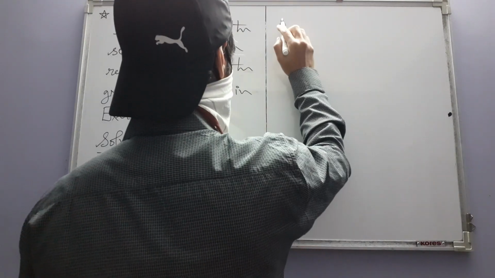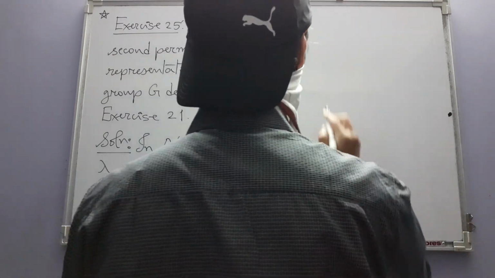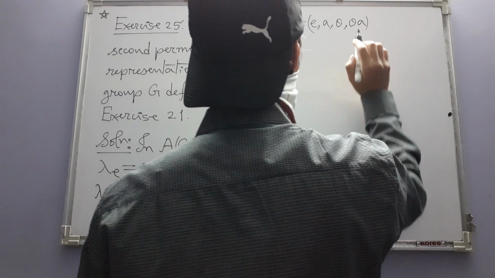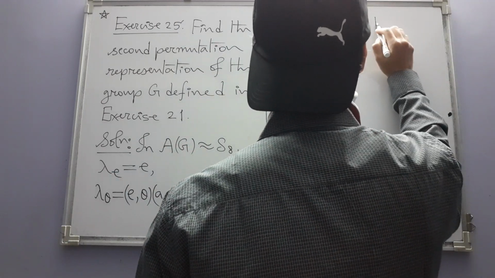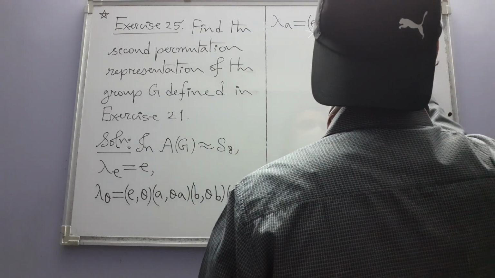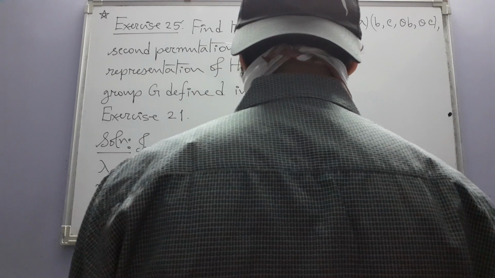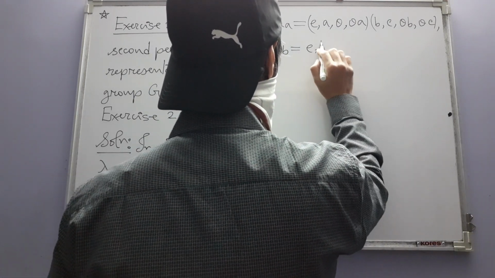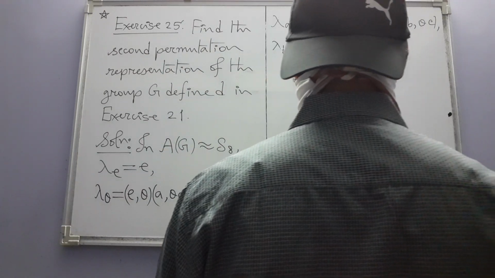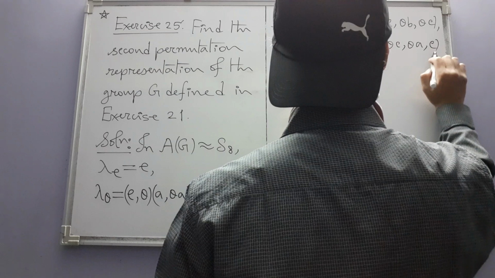Next, lambda A. Lambda A is this permutation, EA theta theta A, and another 4 cycle, BC theta B theta C. Then lambda B. Lambda B is EB theta theta B, and then A theta C theta A C.